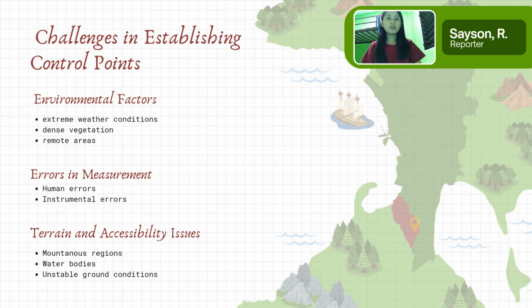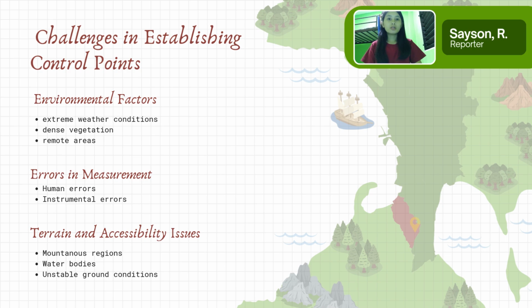Surveying in extreme weather conditions, dense vegetation, or remote areas poses difficulties in establishing and maintaining control points as it affects GPS signals and instrument accuracy. So surveying land in a dense rainforest can be challenging because trees block GPS signals, making it harder to get precise measurements. Second is errors in measurement.